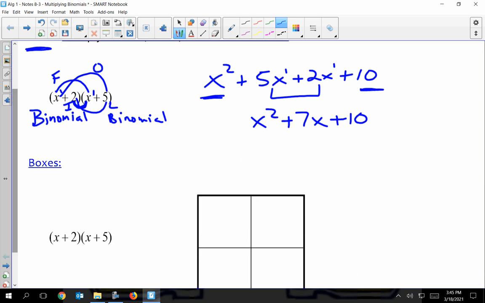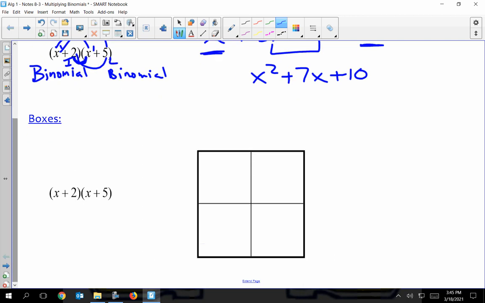Okay, so that's one way to do it. We call it FOIL. Pretty straightforward. That's what I usually do. One other method that we have is called boxes. This is a concept that you use in biology when you're looking at genes and trying to determine somebody's hair color or eye color. You use something similar to this.